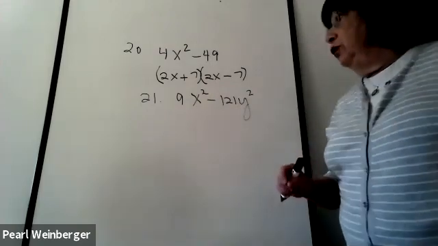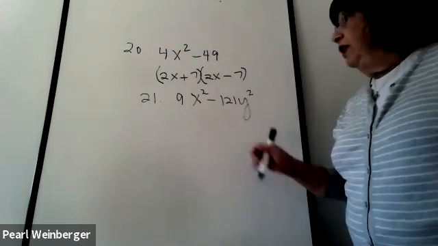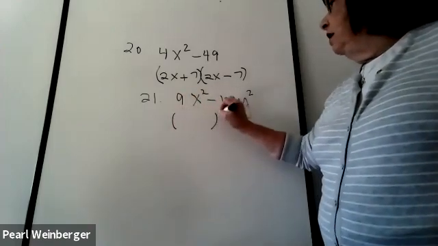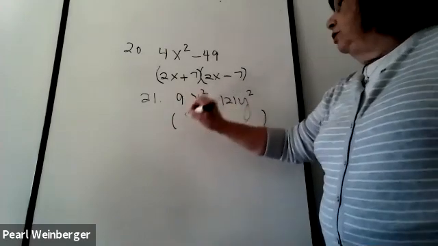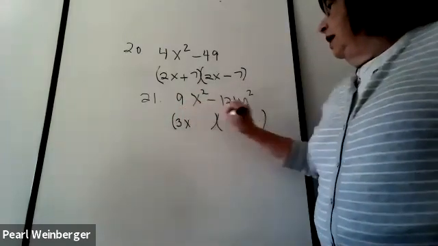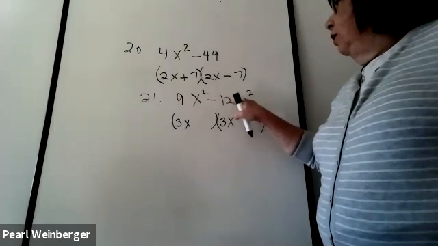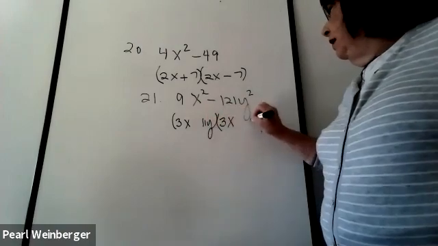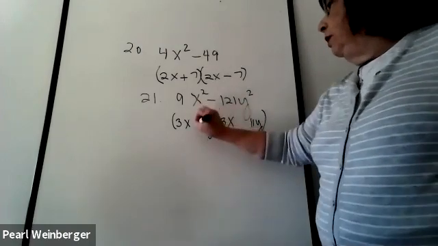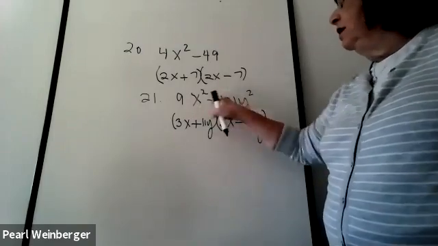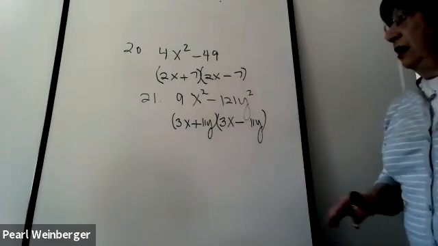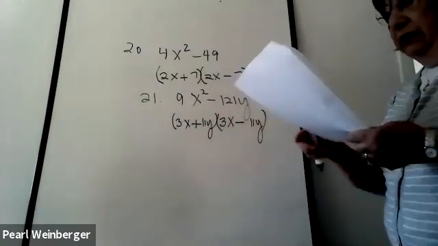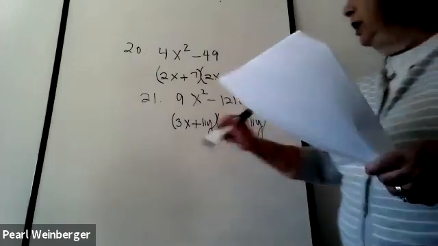Again, I look if there's a common factor, but 9 does not go into, or 3 go into 121. There is, again, no common factor. Again, it's a binomial that happens to be the difference of squares. 9x squared is 3x and 3x. 121y squared is 11y and 11y. Again, in one we put a plus and one we put a minus because it's difference of squares. Again, it wouldn't have made a difference if you put the one with a minus first and the one with a positive second.